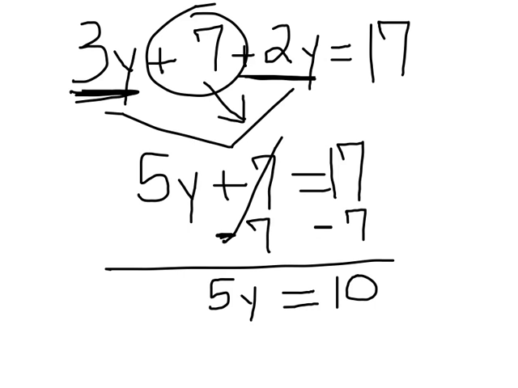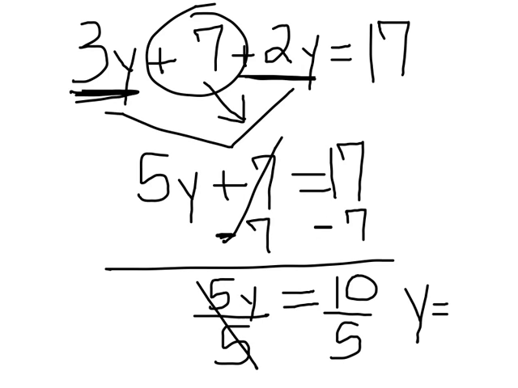And my last step here is to solve for y. And I know that 5y is multiplication, so I'm going to use the inverse and divide by 5. 5's cancel out, so I'm left with y equals 2.